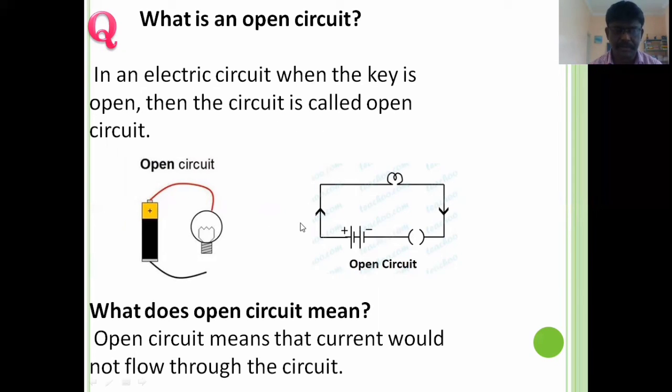See this, and it's electrical, means by using electrical symbols, the circuit diagram is drawn. What does open circuit mean? Open circuit means that current would not flow through the circuit.